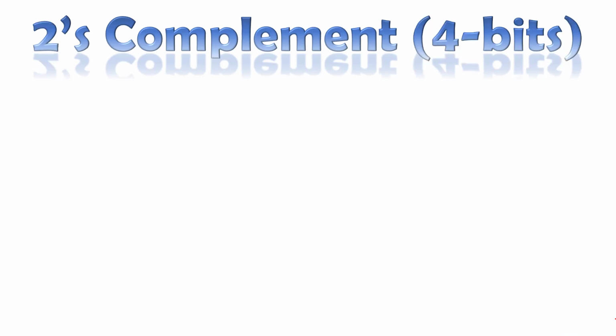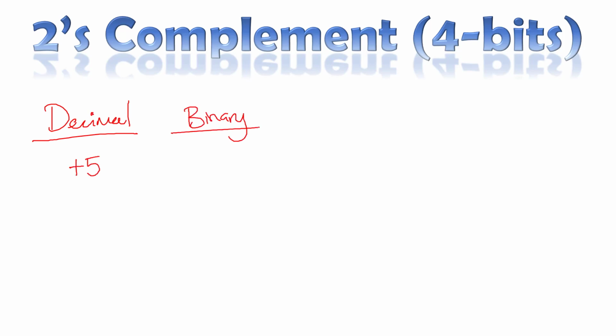The two's complement actually offsets this disadvantage. So let's take a look at how the two's complement works. Let's try again the decimal value of positive 5. In the binary system, positive 5 is represented by 0101. In the ones complement, we have the 0101 as well, because a positive number has no difference between the binary and ones complement.